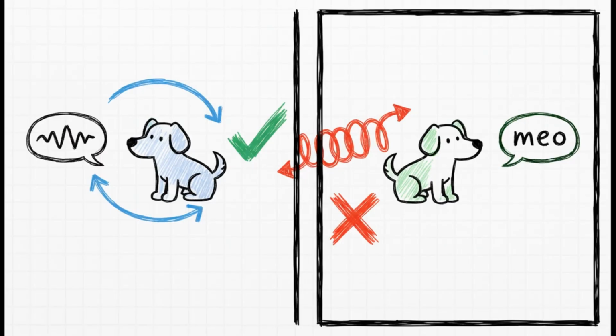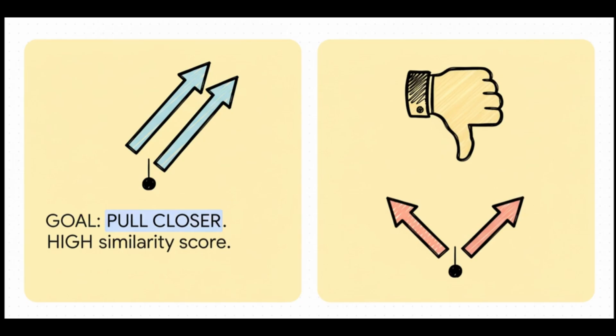And the rule of the game is about as simple as it gets. If two things belong together, you pull their coordinates closer on the map. If they have nothing to do with each other, you push them far apart. That's it. That's the core idea. For the correct pairs, it tries to get their vectors to line up, giving them a super high similarity score. And for all those incorrect pairs, it does the exact opposite. It pushes their vectors away from each other, making sure they get a really low score. It's constantly adjusting to get better at this game.